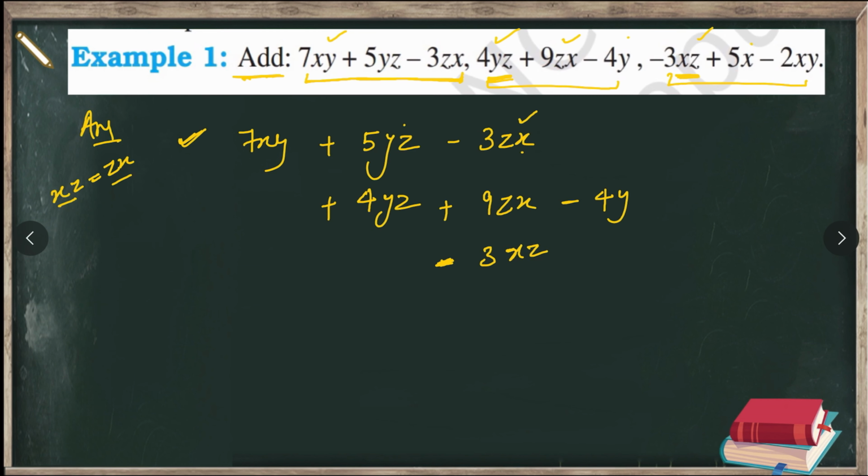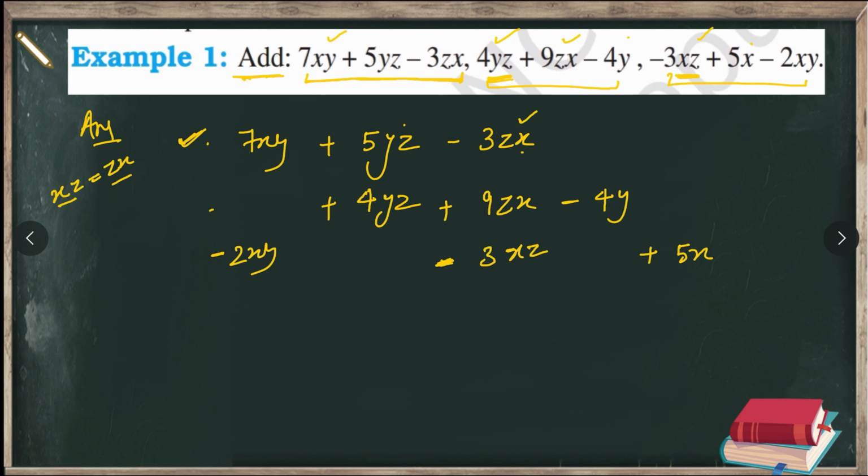Okay, the next term is plus 5x. We don't have any x term in the first expression, also we don't have an x term in the second expression, so we'll write that after all the terms, that is 5x. And the last one is minus 2xy. As you can see we have an xy term in the first expression, so we'll write minus 2xy below this one. This is how we write the different terms of the expressions in order to subtract or add them.